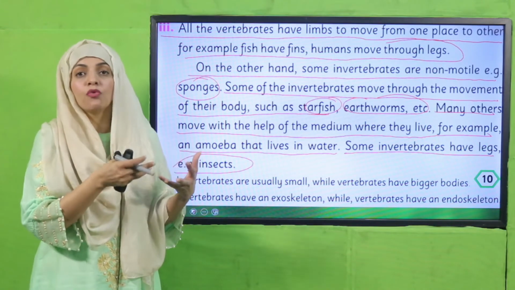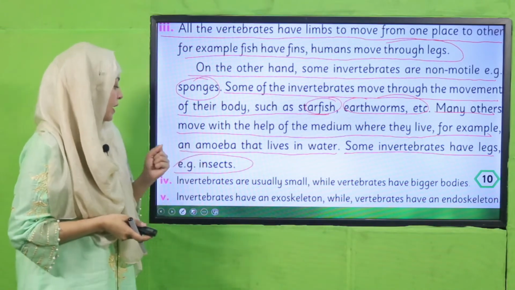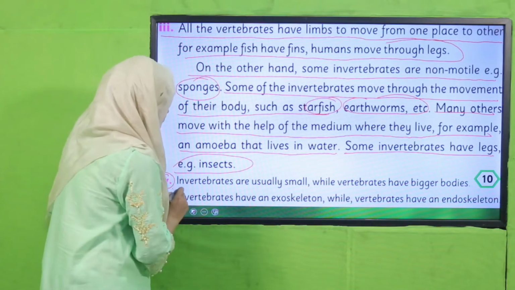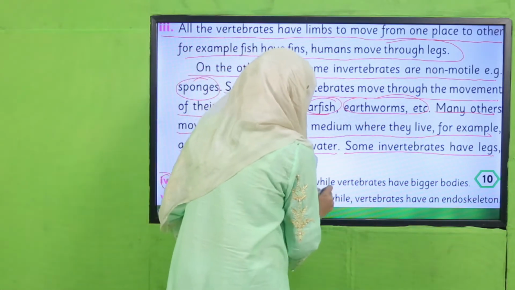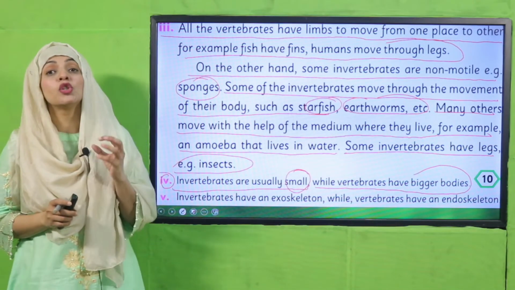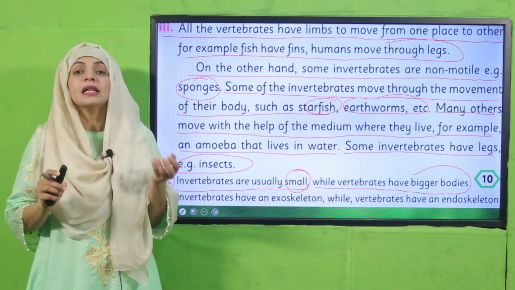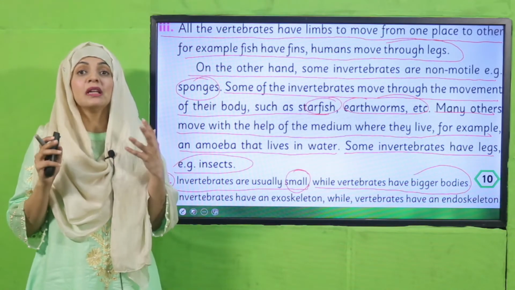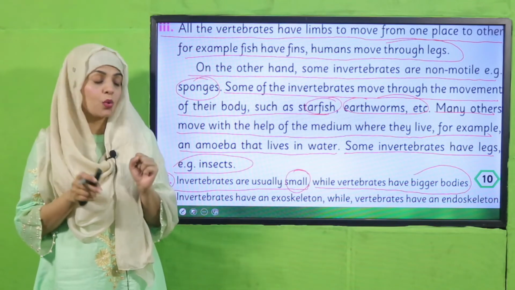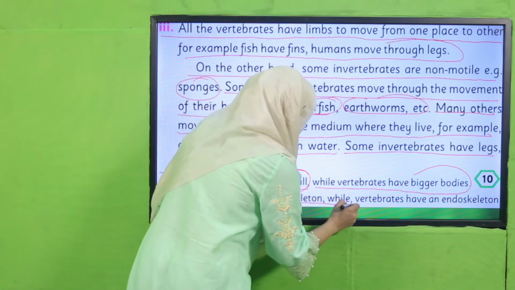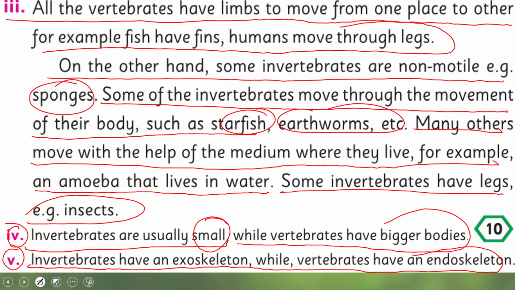Okay, so my dear students, now number 4 point is difference is invertebrates are usually small while vertebrates have bigger bodies. So my dear students, invertebrates usually, not all, some invertebrates are small whereas vertebrates are usually large and well developed. Okay, next, number 5, invertebrates have exoskeleton while vertebrates have an endoskeleton.